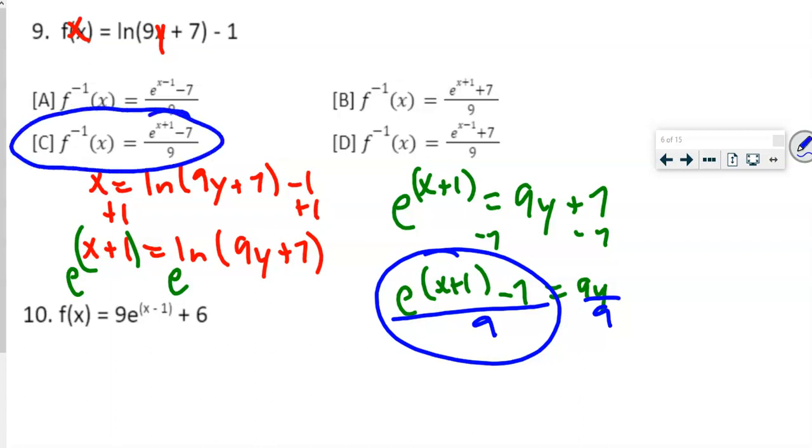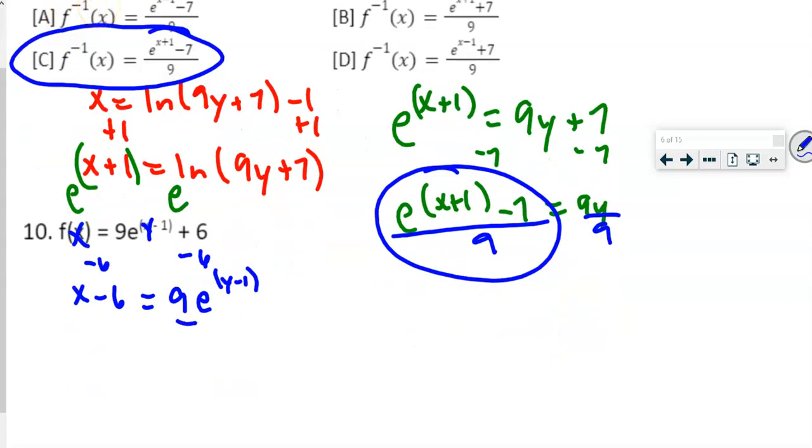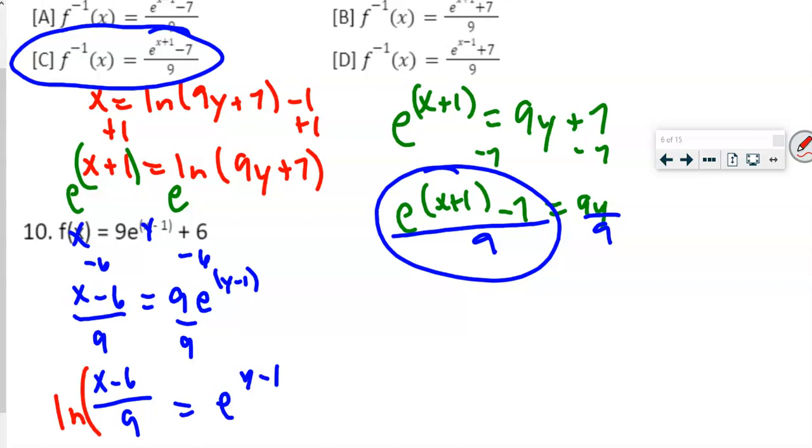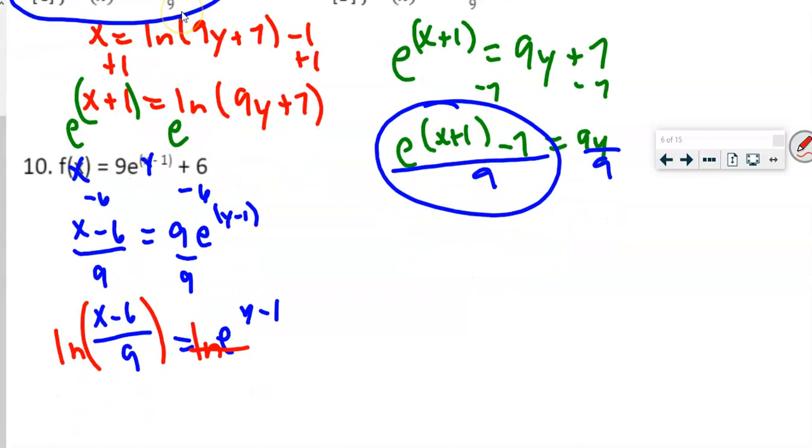All right, the next one, again, we're going to swap our x and y. So when we do that, we're going to subtract 6 from both sides. So this is going to be x minus 6 equals 9 times e to the y minus 1. So now we're going to divide both sides by 9. So x minus 6 divided by 9 is equal to e to the y minus 1. And we're going to ln both sides. So that's going to get rid of that. And then we're just going to have y minus 1 over there.